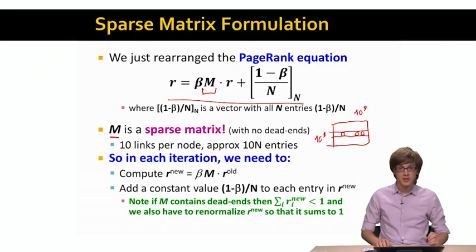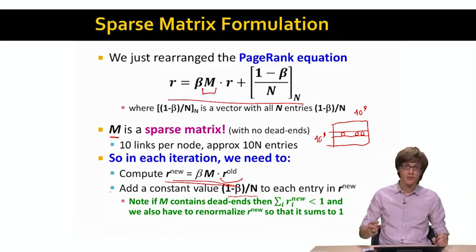So in every iteration of our PageRank equation, basically all we need to compute is the product of our matrix M with our old rank vector, and then add a constant value to every rank score just because of the random jumps. Of course, here I was assuming that our graph M has no dead ends. If our graph has dead ends, the vector R won't sum to 1, so after everything is done, we will have to normalize it back to 1. I'll talk about this a bit more in the next few slides.